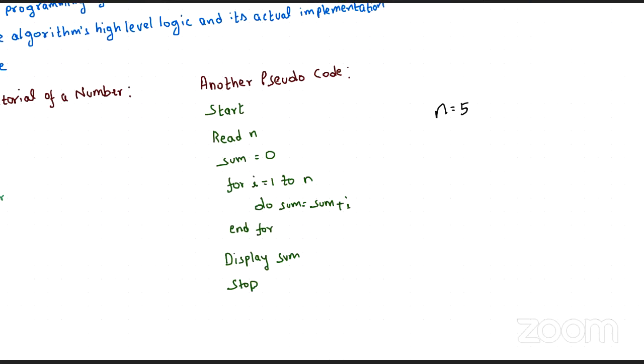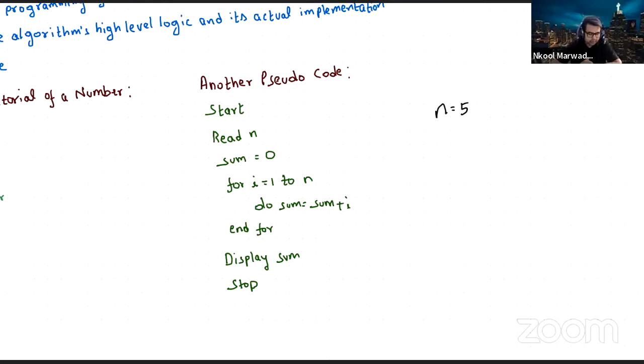So I don't get it. We are declaring the variable sum is equal to 0, and then we are starting a for loop which has i is equal to 1 to n. So in this case we have 5. So i will be 1 to 5, right? Yeah, that is right.